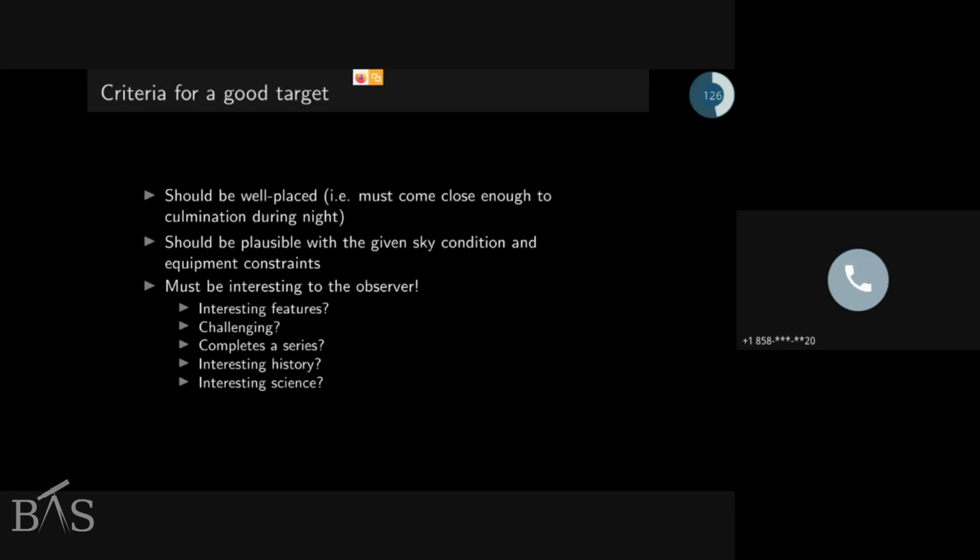So what are the criteria for a good object? One, it should be well placed during the night. So there's no point trying to observe a summer object in the winter and a winter object in the summer, because it will never come up high enough in the sky. So for example, when Ursa Major is high up, even if Cassiopeia is visible, you should not be looking down there, because 6 months later, it will be a much better situation.